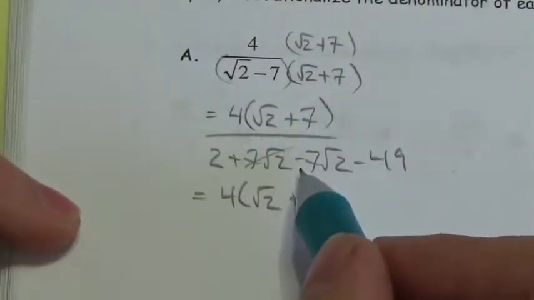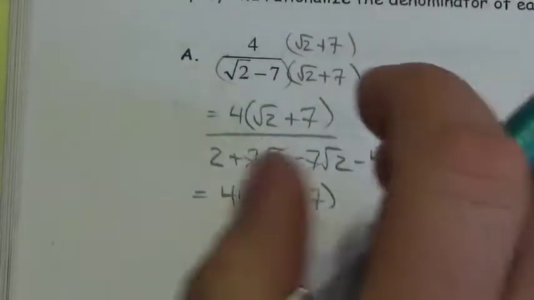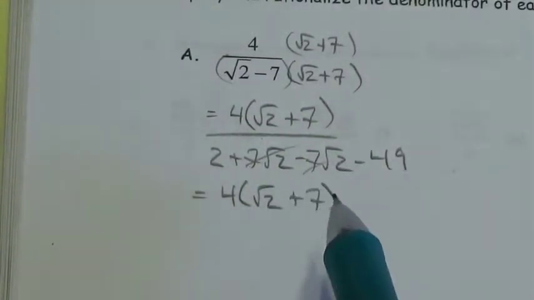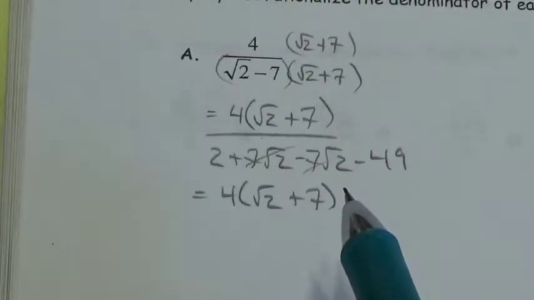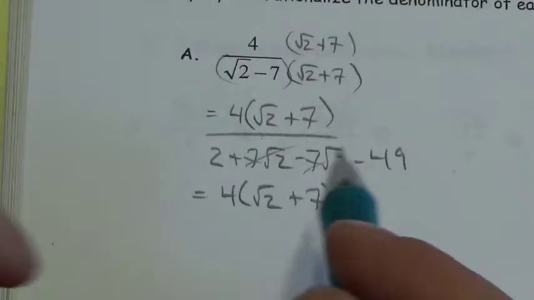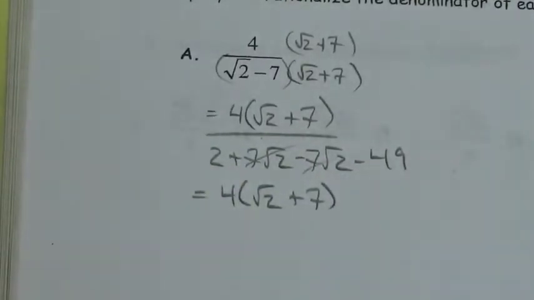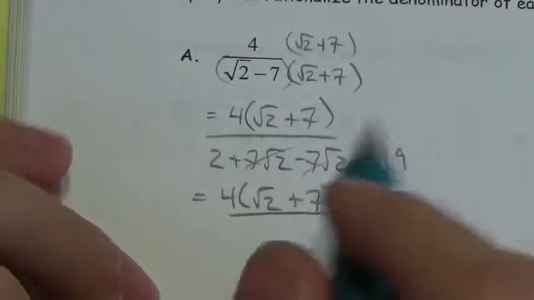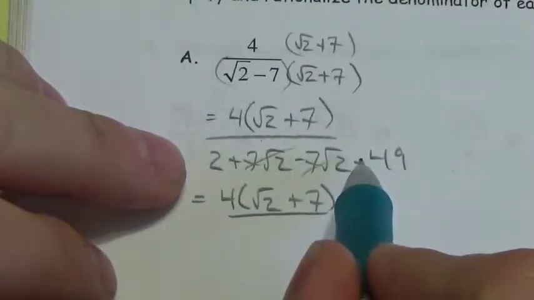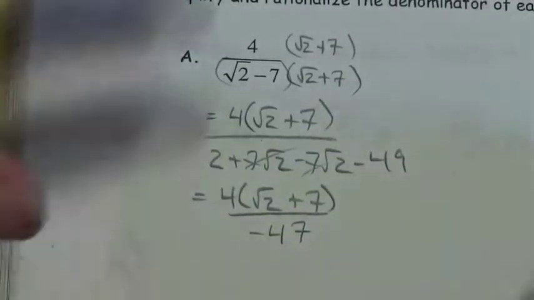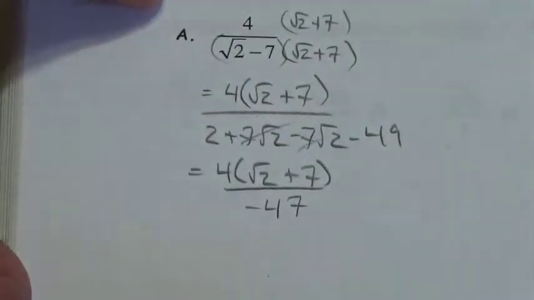I know that my 7 root 2's are going to cancel. And in fact, this is probably going to be the last time I'm going to write that out, simply because my choice of using the conjugate is done on purpose. It's a very purposeful choice because I know that those middle terms will disappear. And that's why I did that. So maybe I'm not going to write those anymore. Now I'm left with 2 minus 49. That's going to be negative 47. Okay, so that's my answer here.